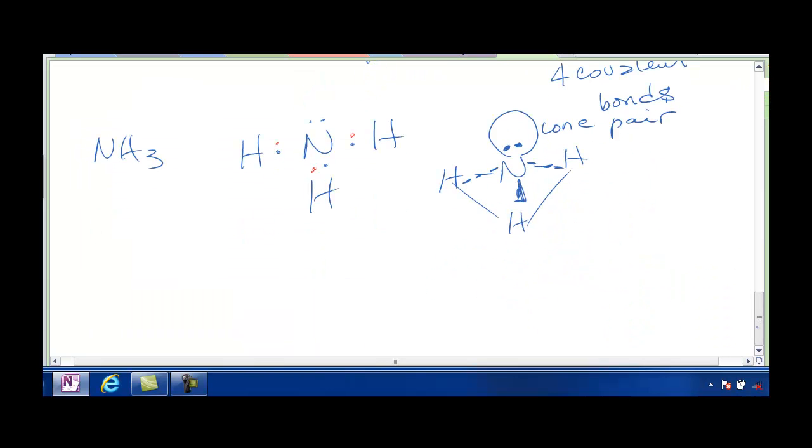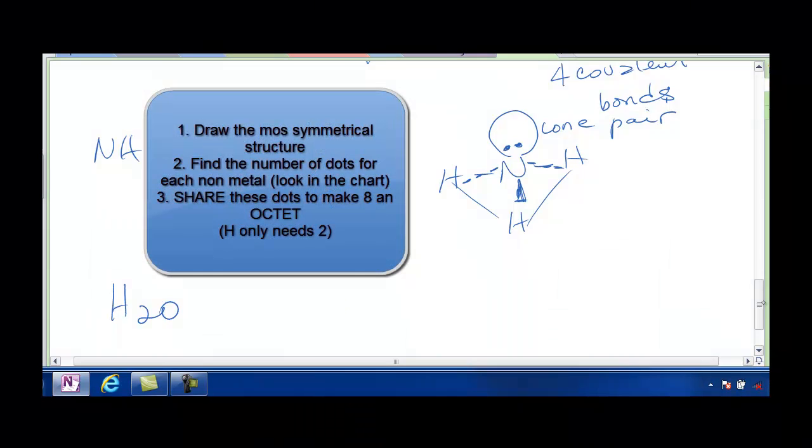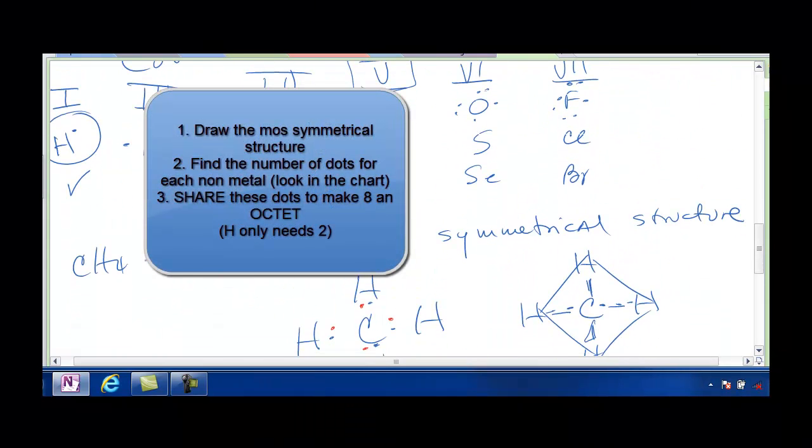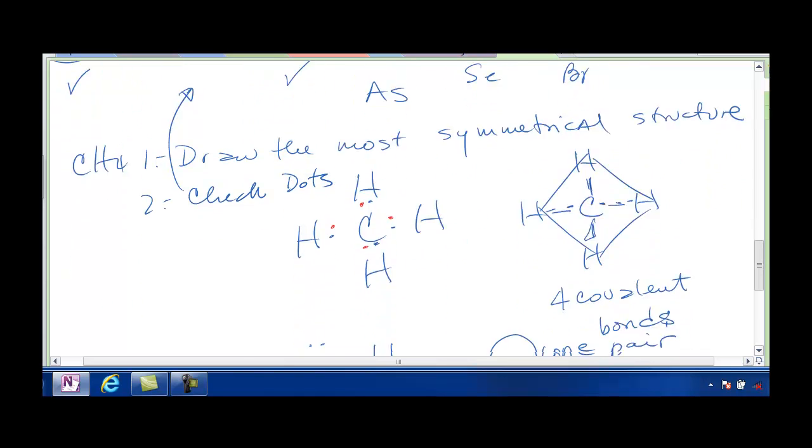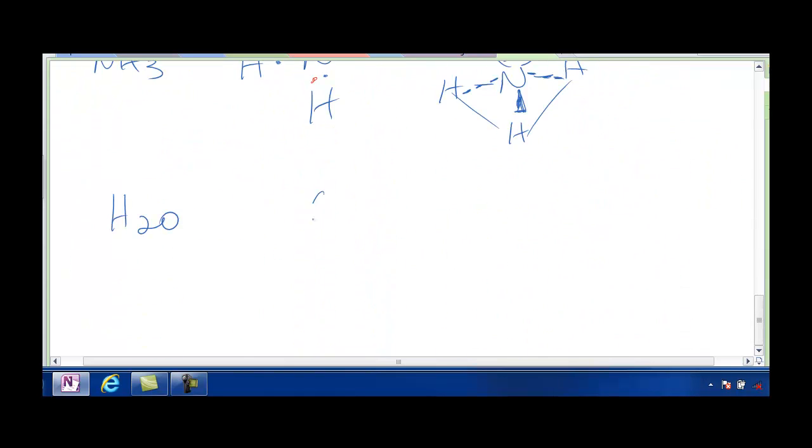What about if I have water, H2O? Draw the most symmetrical structure. That's step 1. And then check above the group number, the dots. Oxygen is group 6, so it has 6 dots. Hydrogen is group 1 and has 1 dot. So I draw the most symmetrical structure, and maybe this is what comes out.